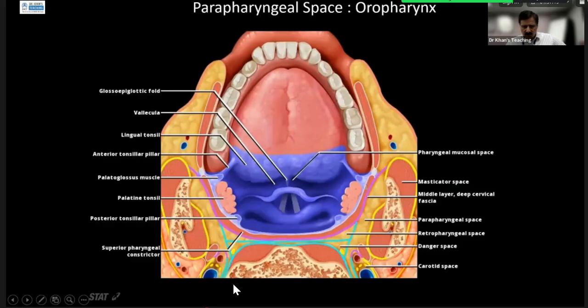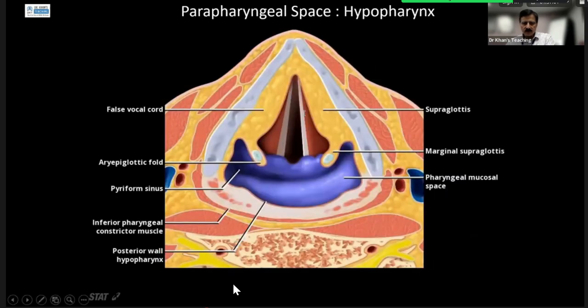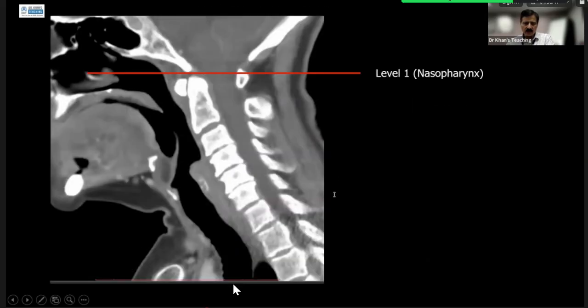If you look carefully on this diagram, where I'm pointing out, these are muscles, right? So these are the superior pharyngeal constrictor. You don't have to worry about this as far as radiology is concerned, but you should know that muscles are part of the same space. Here we have come slightly below, and we can see the hypopharynx here. We'll come back to this, don't worry about this.